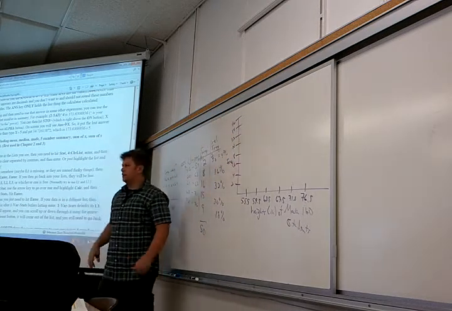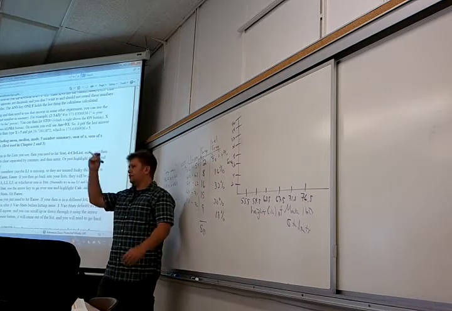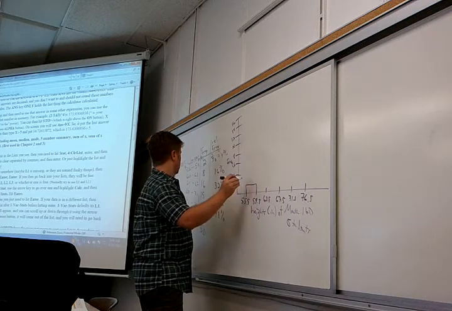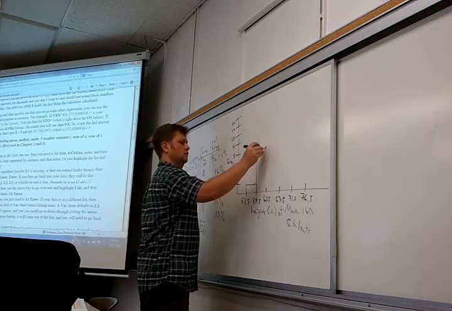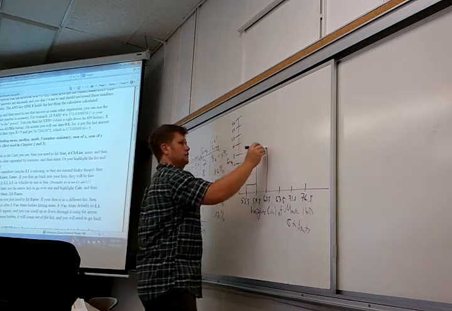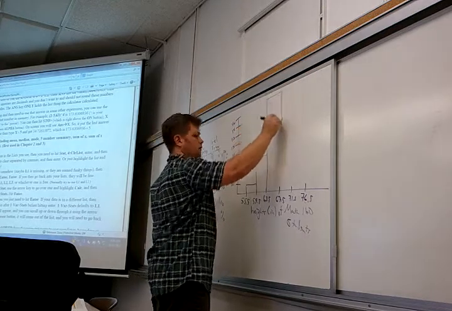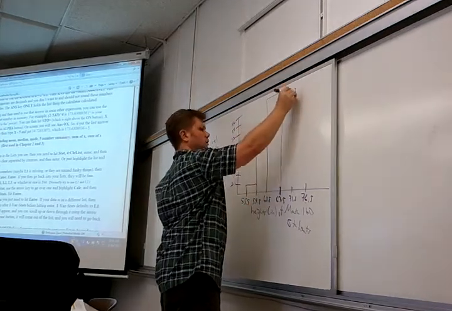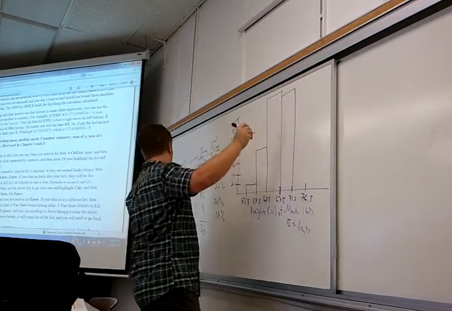And now here's the easy part, right? Now you just make the bars as high as they're supposed to be. First bar goes up to 2, then 8, 16, 15, and 9.